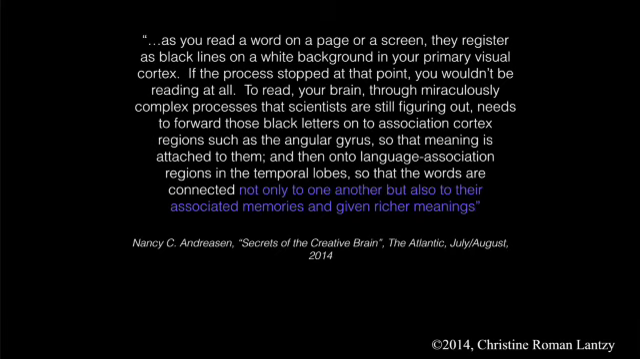I quote her: "As you read a word on a page or a screen, they register as black lines on a white background in your primary visual cortex. If the process stopped at that point, you wouldn't be reading at all. To read, your brain, through miraculously complex processes that scientists are still figuring out, needs to forward these black letters onto association cortex regions such as the angular gyrus so that the meaning is attached to them, and then onto language association regions in the temporal lobes so that the words are connected, and I highlighted this part, not only to one another, but also to their associated memories and given richer meanings." If children with CVI don't have those associated memories, those visual schemes, the words are just falling flat.